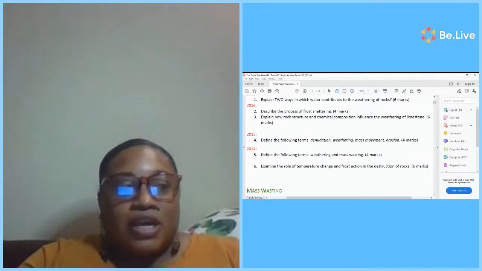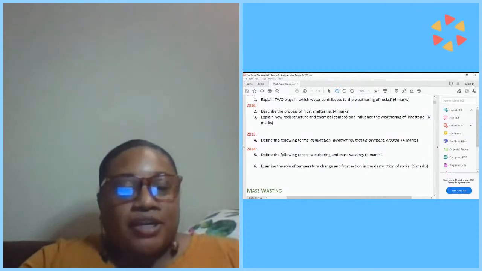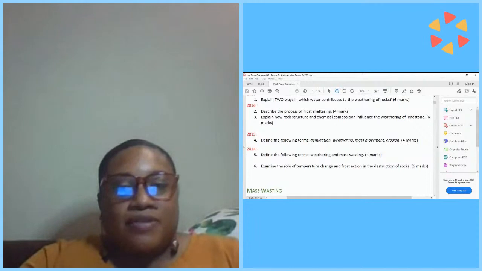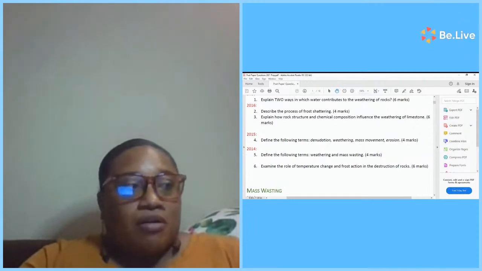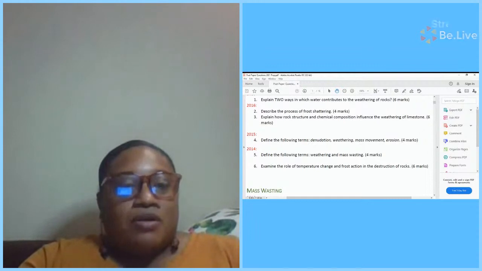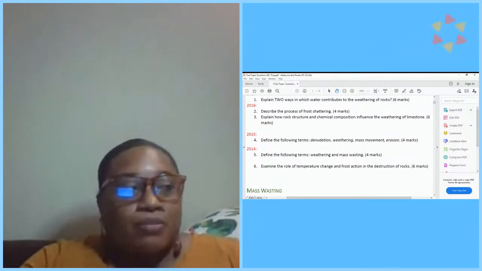Yes, really, it is the freezing and thawing. So the freezing will cause the expansion and then it melts again. So that's the process: freezing and thawing that leads to the eventual breakup of the rock. Let us look at limestone. What is the rock structure for limestone and its chemical composition?